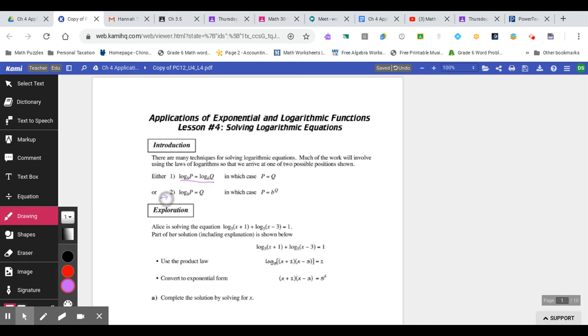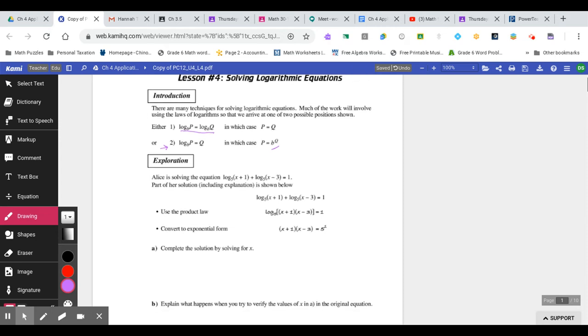Similarly, you could do this kind of an option. If you know that log base b of p is q, then b, which is the base, to the exponent q equals the other stuff, or the argument. So b to the q equals p. All right, so here we go.